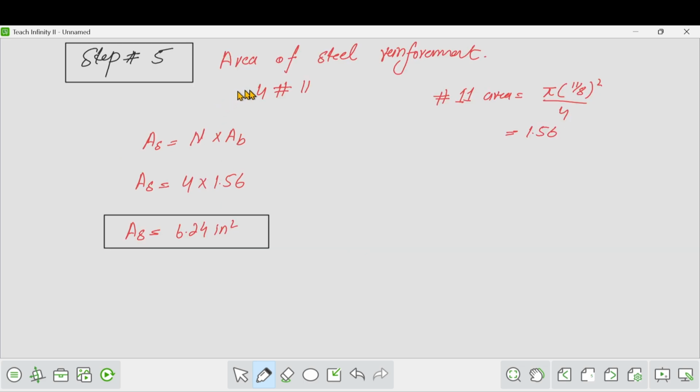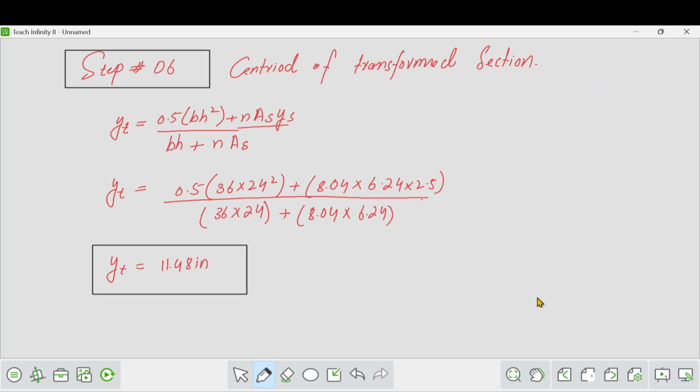So in step 5, we will find the area of steel. In the question, it is given there are 4 bars, which are number 11. The area of a number 11 bar is 1.56. So the total area of steel is 6.24 inch².